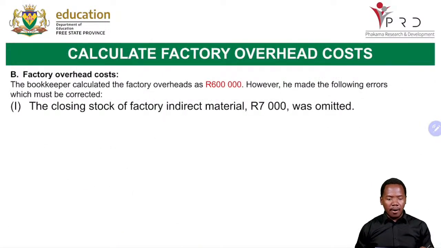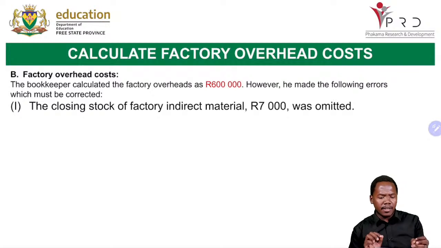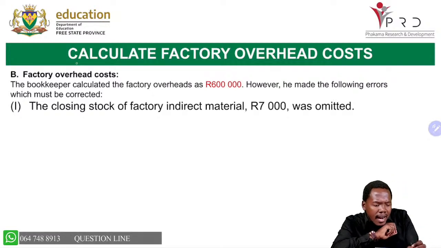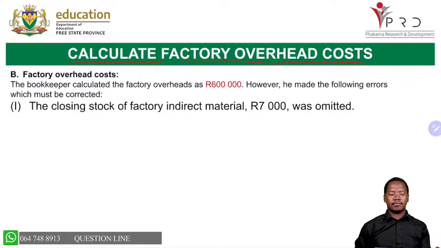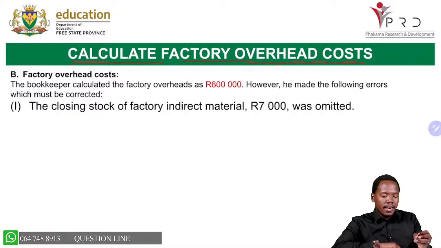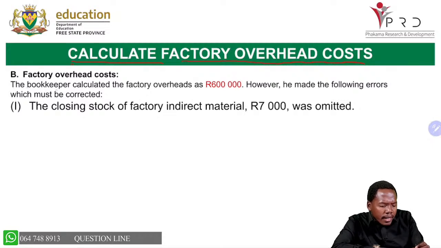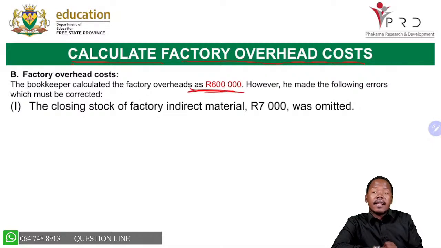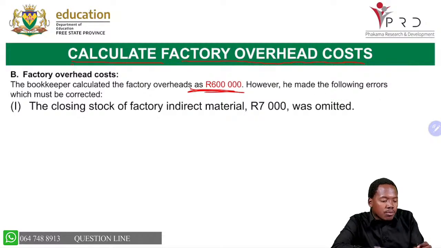Next question now. What are we doing now? Let us look at the question. Calculate factory overhead cost. What are we given? Let us see. The bookkeeper calculated the factory overhead cost as 600,000. However, he made the following errors which must be corrected.